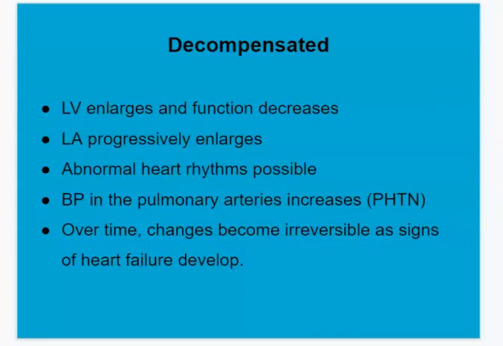And then we have the decompensation phase where the LV is going to enlarge, the function is going to go down. The LA is getting very large at this point. Abnormal heart rhythms are possible due to that LA enlarging, such as AFib. Blood pressure in the pulmonary arteries is going to increase. Remember that blood's going backwards, that pressure is going backwards into the pulmonary system, into the lungs. And over time, if not treated, changes become irreversible, and signs of congestive heart failure develop.